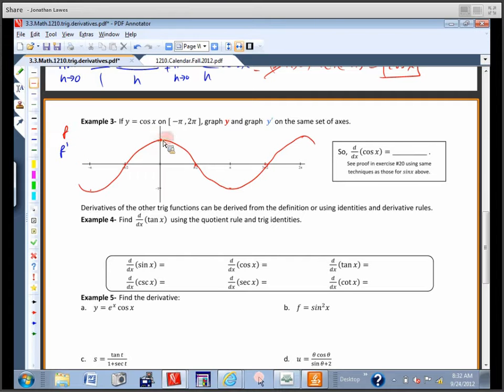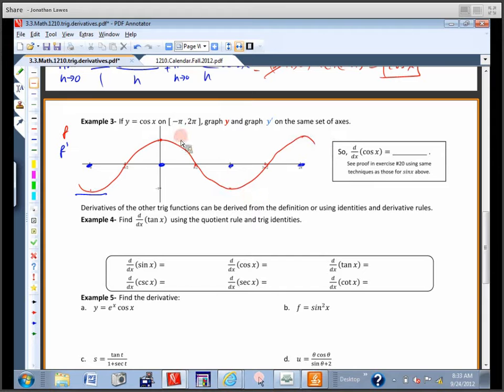And again, slope of 0 here, got to start at 0. Slope of 0 here has to hit 0 here. Slope of 0 has to hit 0 here and here. So I've got 4 places where the derivative is 0. 1, 2, 3, 4. Okay, I've got those 4 points on there.